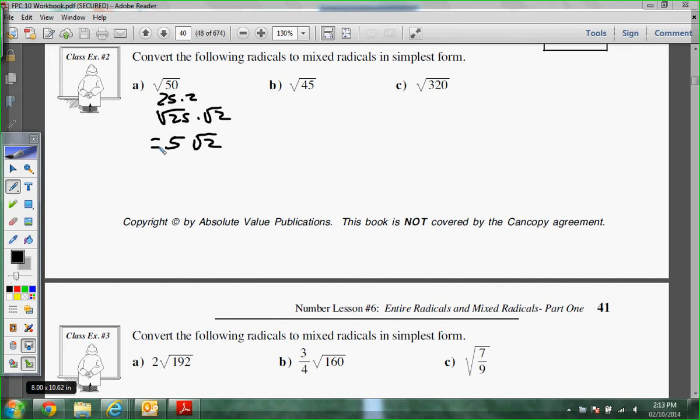All right, so 45. Let's do the half thing. What's half of 45? It's 22.5. So that means I'm going to try 16, and I'm going to try the 9. Does 16 go into 45? No, but 9 does. So there it is. I want 9. It's 9 times 5.